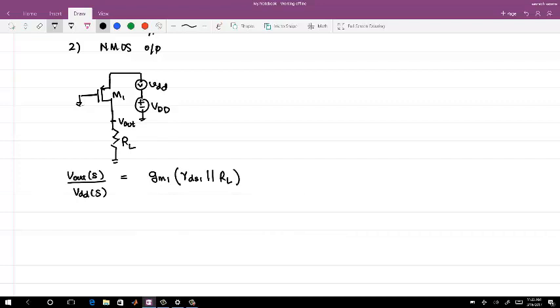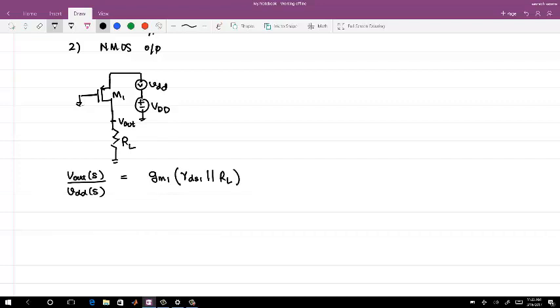So if there is any supply noise, then let me just write this as a small signal. If there is any supply noise, that comes with the gain of the PMOS transistor. Is there anything wrong in the expression? If there is, let me know about it.